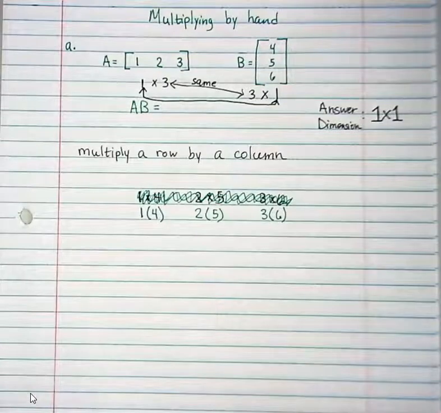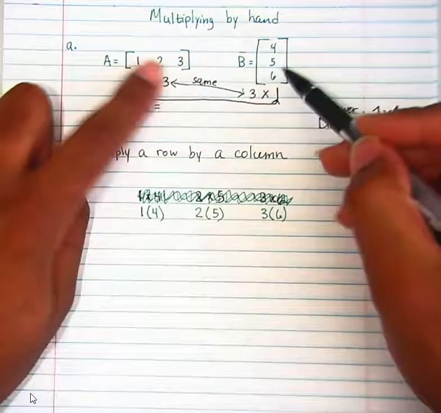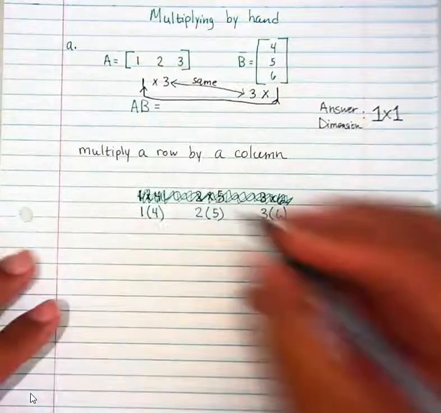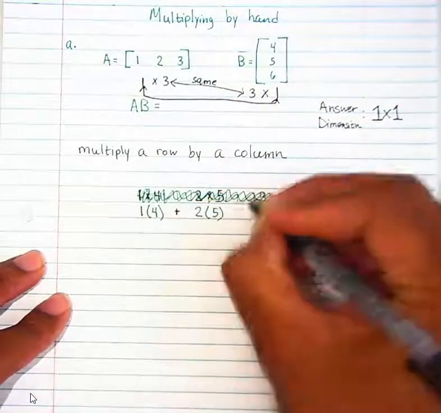So now that we are multiplying 1 times 4, 2 times 5, 3 times 6, the last portion is to add these together.